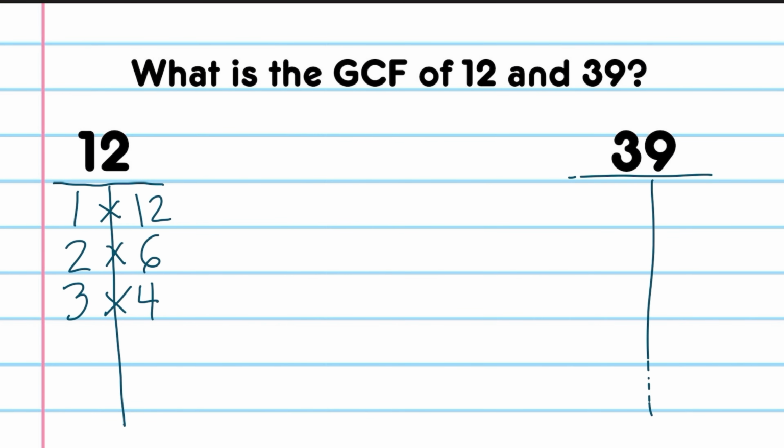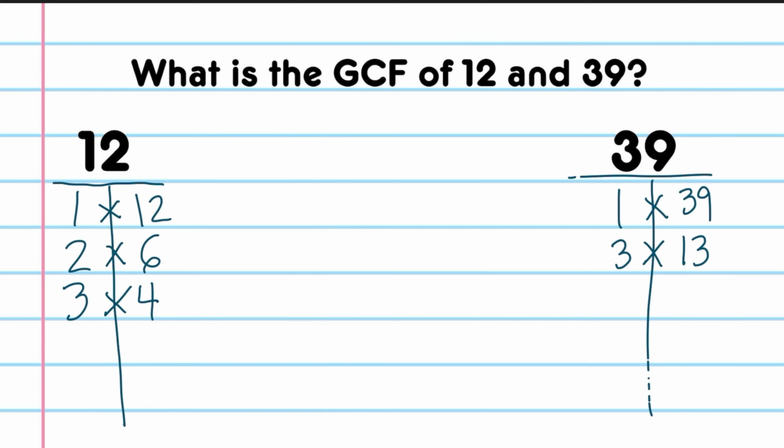We're going to do the same thing for 39. I know the factors of 39. First of all, I'm going to start with 1. So 1 times 39 is 39. Because 39 is not an even number, I know that 2 doesn't go into 39. 3 times 13 equals 39. I know that 5 won't go into 39 because it doesn't end in a 0 or a 5.